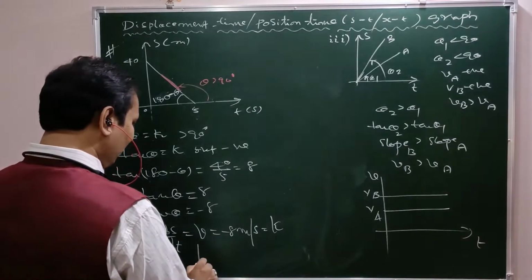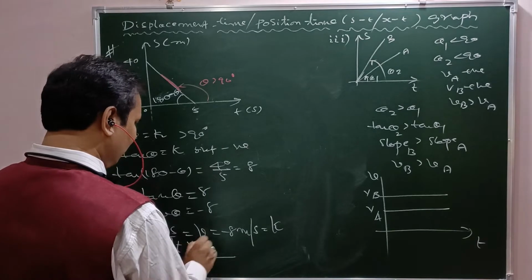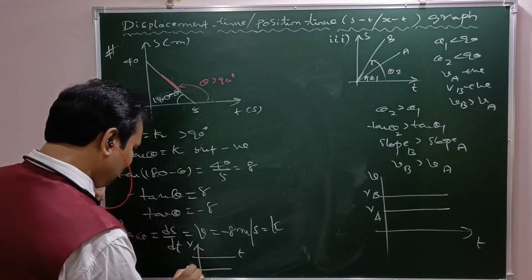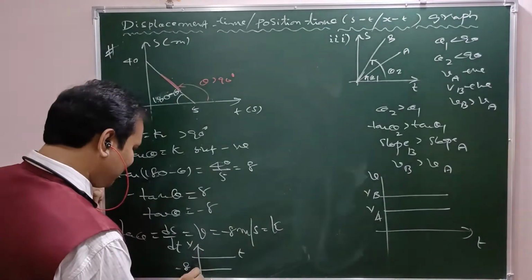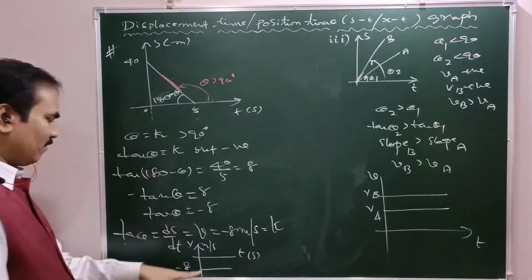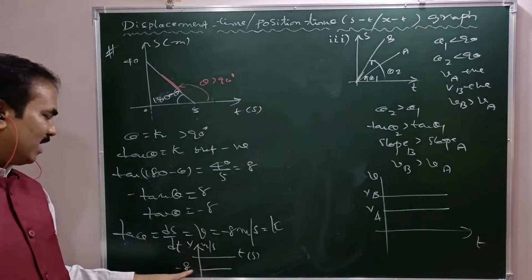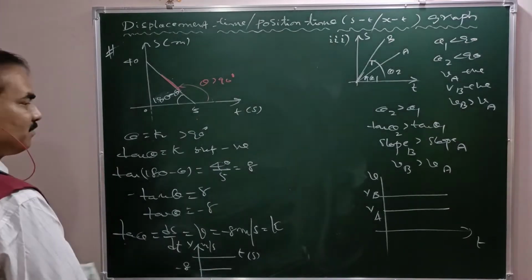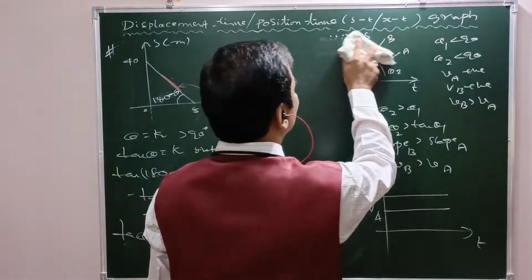So this is the graph, velocity versus time. This is minus 8 meter per second. See, this axis is meter per second, and this is seconds. Velocity is constant, that is minus 8 meter per second. Right? Now coming to one more sum.